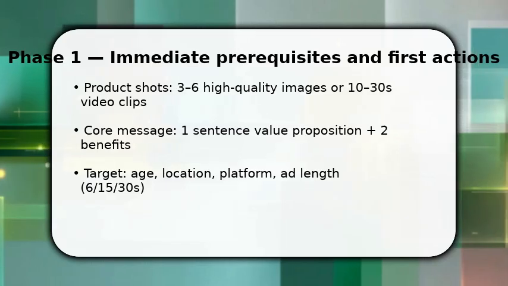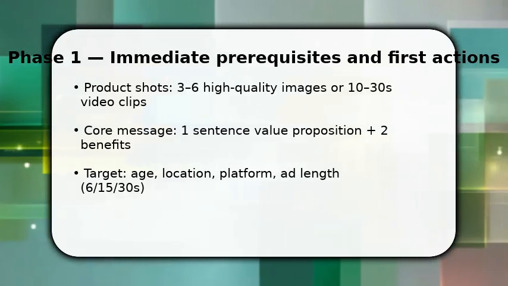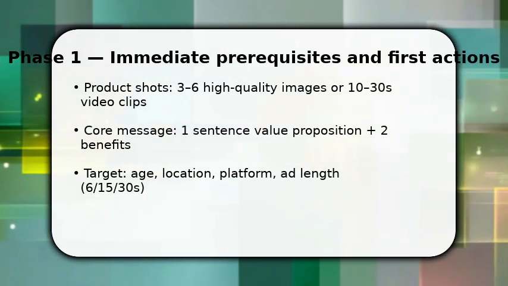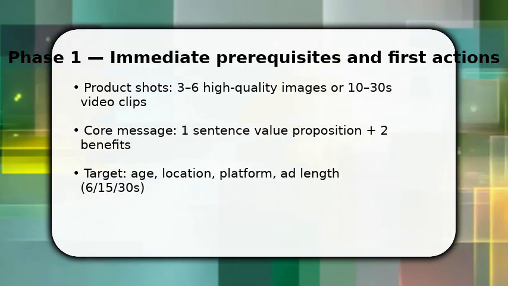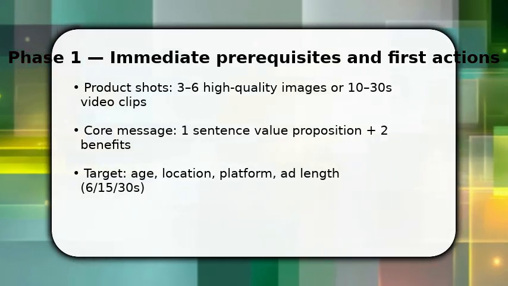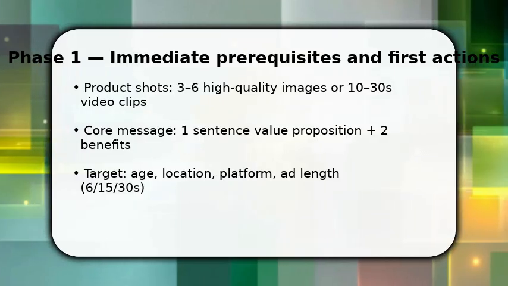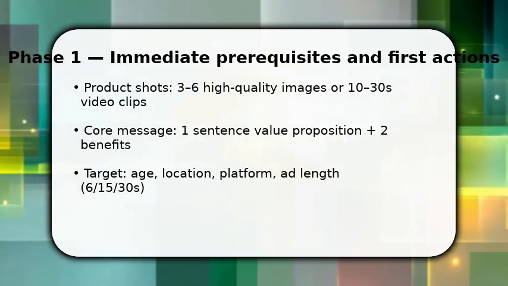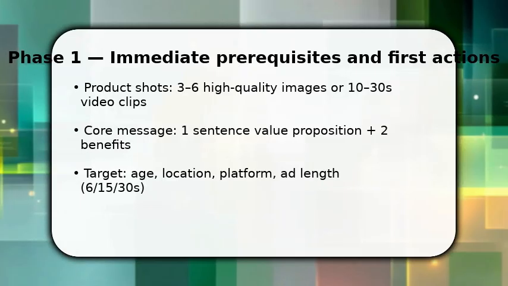Enjoy the video. You begin by collecting assets and writing a razor-focused brief. Do this now so the AI has clear inputs. Upload 3 to 6 images or short 10 to 30-second clips, and write one sentence that states the product's promise followed by 2 specific benefits.